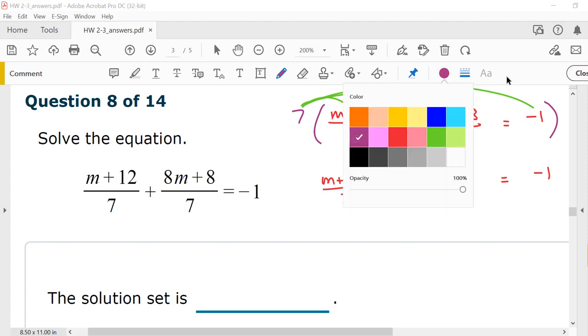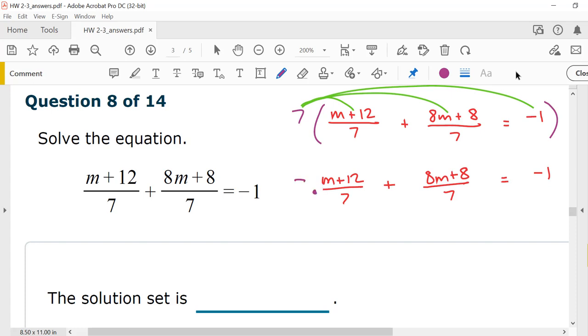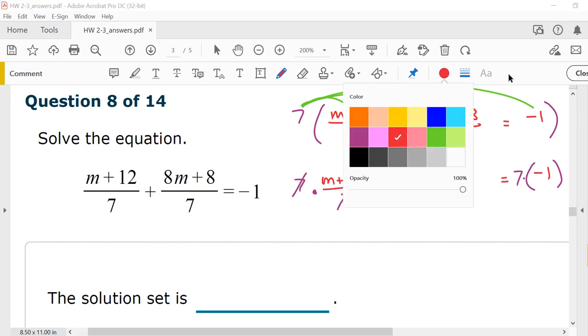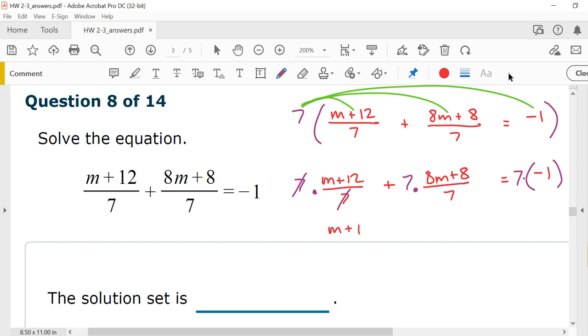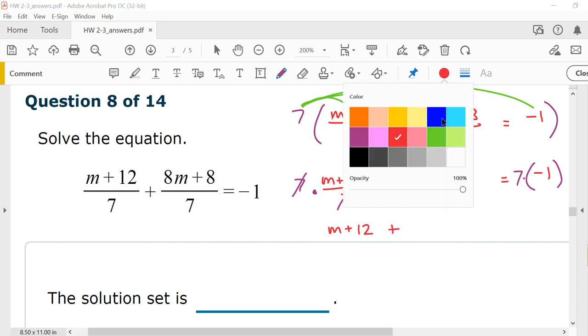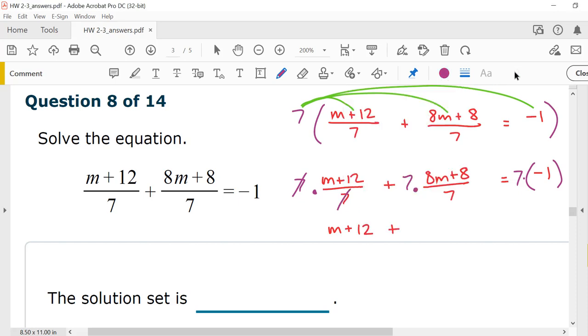So I'm going to multiply this term by 7. I'm going to multiply this term by 7. And I'm going to multiply this term by 7. Now when I do that, the 7 in the denominator and the numerator cancel. So I'm left with just m plus 12. When I multiply this term by 7, the 7 in the denominator and numerator cancel. So I have plus 8m plus 8.